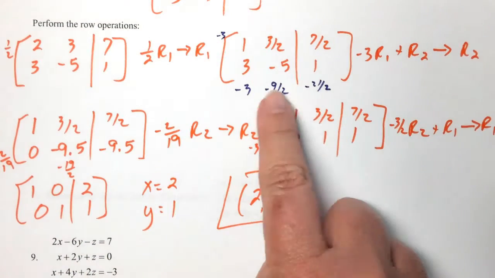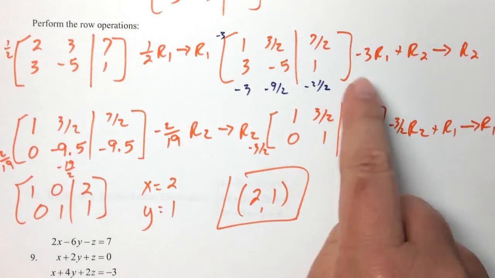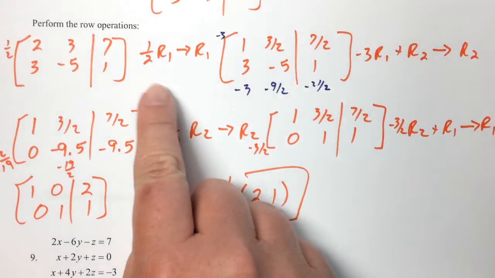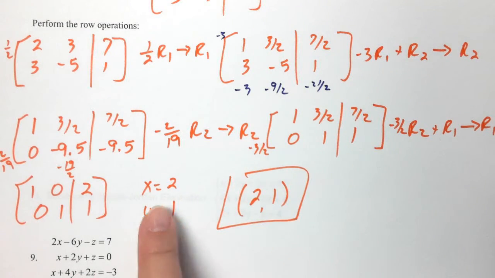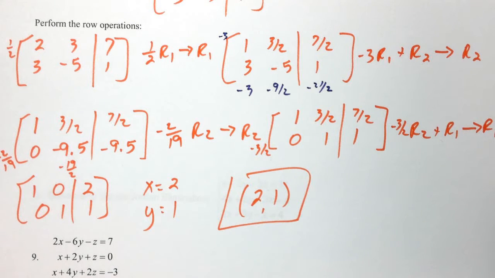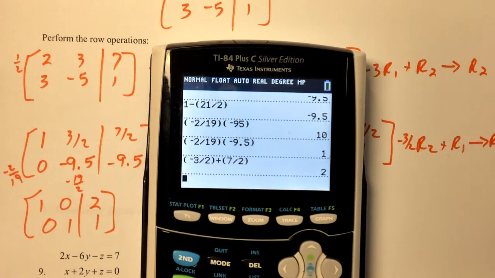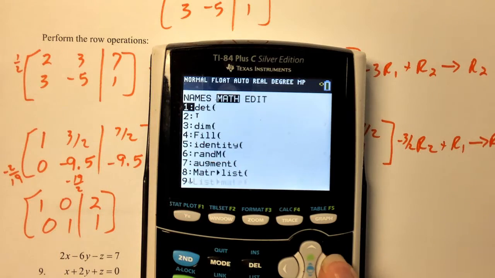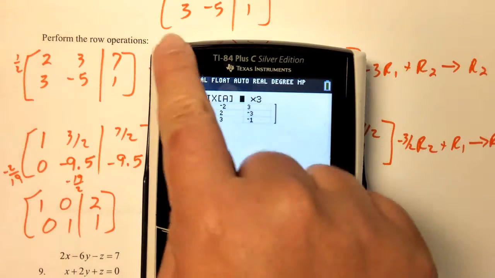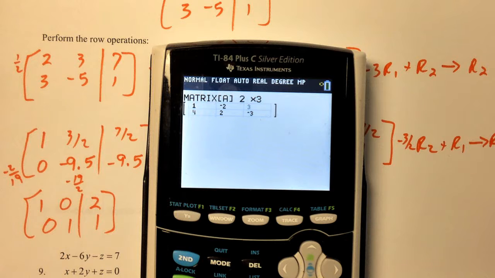Because the tedious part of this, after you get a little bit better at it, is not finding the row operations. The tedious part is doing the math. And so your row ops program will do the math for you if we can just tell it the row operations to perform. So we need to put this matrix in. We'll go to second matrix. We'll edit our matrix. I'm going to pick matrix A, which is a 2 by 3, and fill in my numbers: 2, 3, 7, 3, -5, and 1. Okay, that's our matrix A.